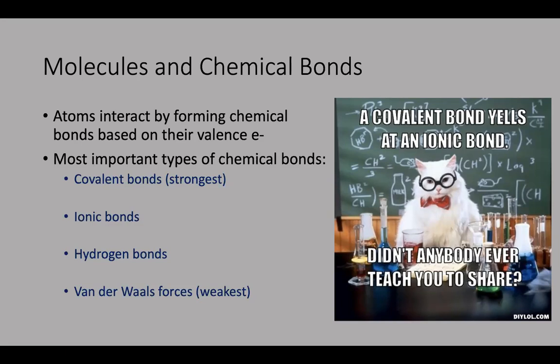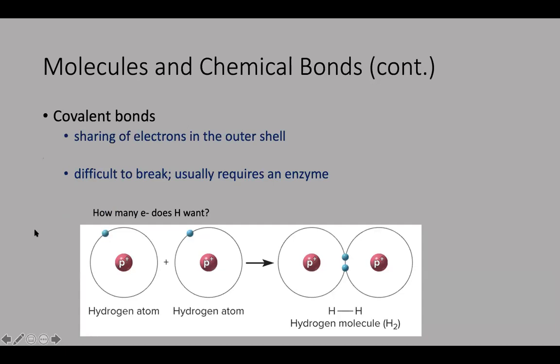So I'll run through each of these that are bullet pointed. So there's the covalent bonds. Those are going to be the strongest. Ionic bonds, hydrogen bonds, and van der Waals forces. Van der Waals are the weakest. So these are listed in strongest to weakest generally order. So I'm going to go through each of these and talk about the characteristics of each type of bond and give you some examples. First, we have the covalent bonds.